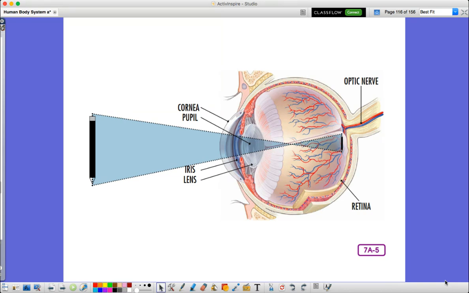Eyes are so important to us that it is troubling when things go wrong with our eyes, preventing us from seeing as well as we would like to. Two of the most common eye problems are nearsightedness and farsightedness. Have you heard those terms before? Let's find out what they mean.